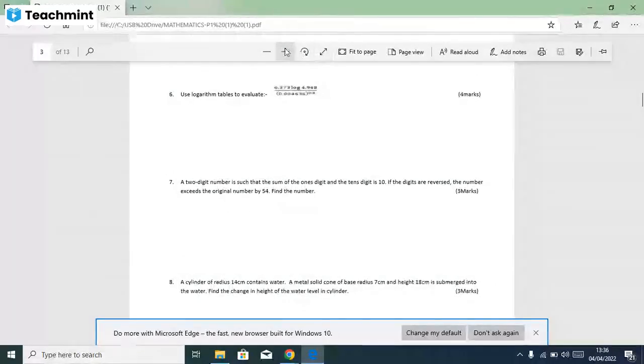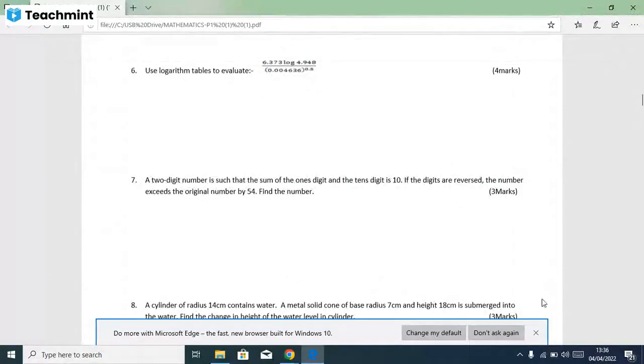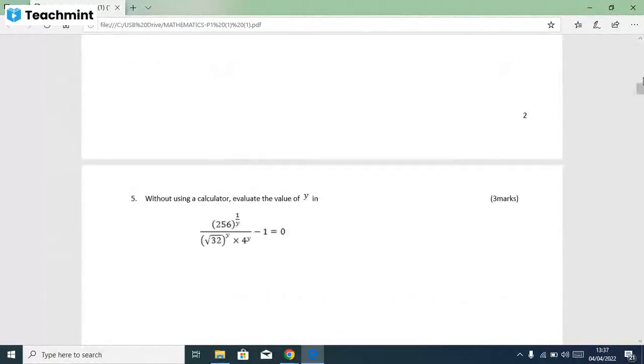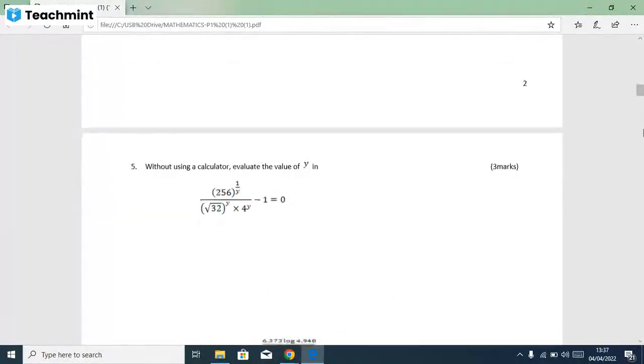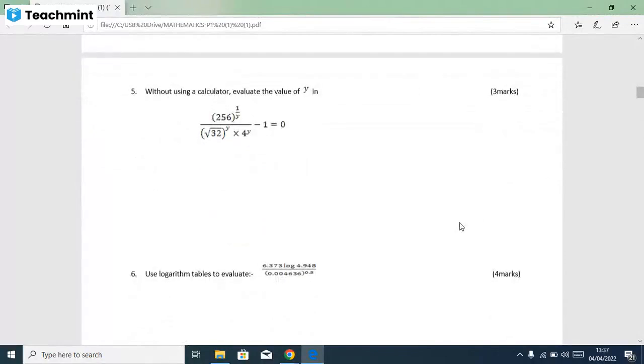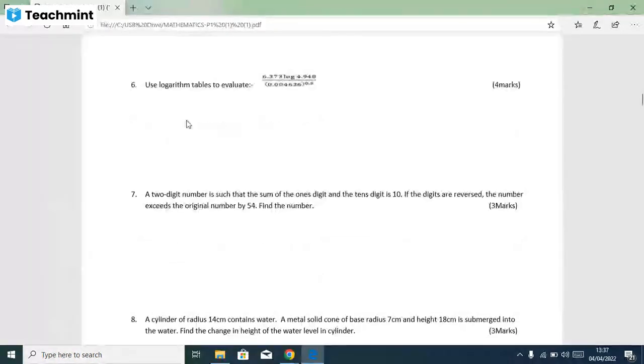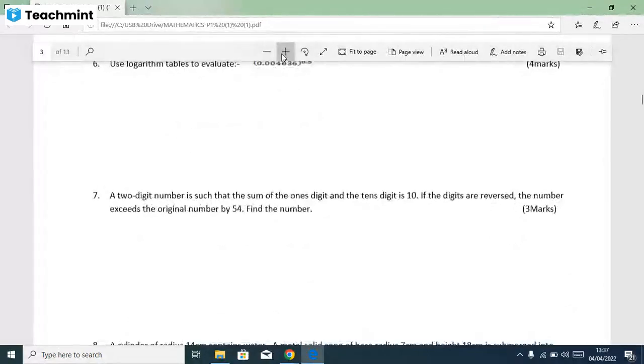Hello. Are you getting the same using logarithm? Yes. Direct from the calculator. Ufinye 6.373 log. Ufinye log 4.948. You can get the answer for that. Then over 0.004636. Then power 0.5. Are you getting the same answer? Yes. Sawa. Then you are right. Haya, so let's look at number 7. It's an application question for algebra.